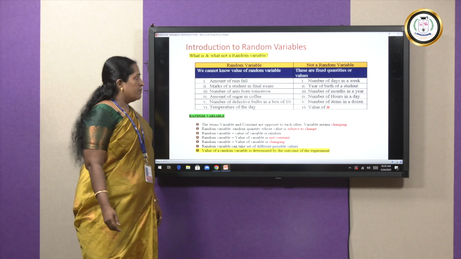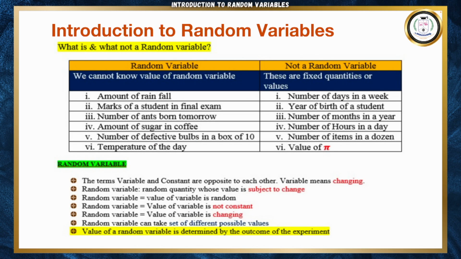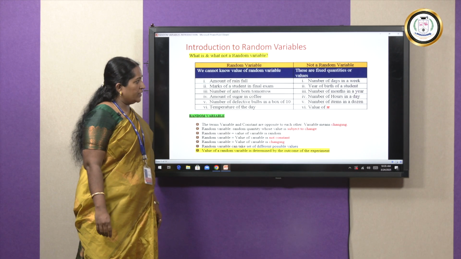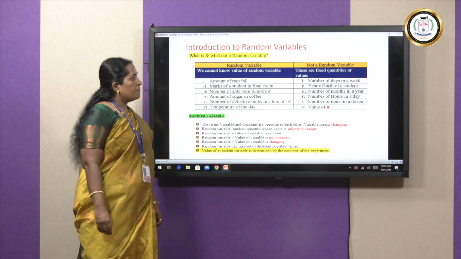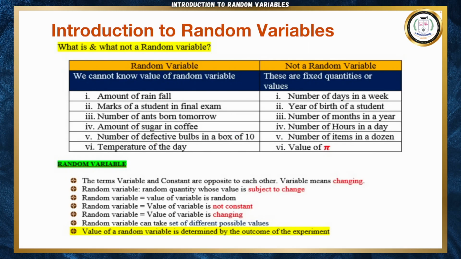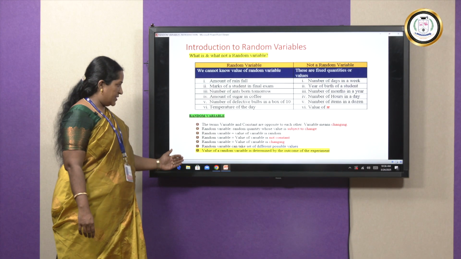Not a random variable. These are fixed quantities or values. Number of days in a week, year of birth of a student, number of months in a year, number of hours in a day, number of items in a dozen pack. The last one is the value of pi. So the random variables can be expressed in these ways.